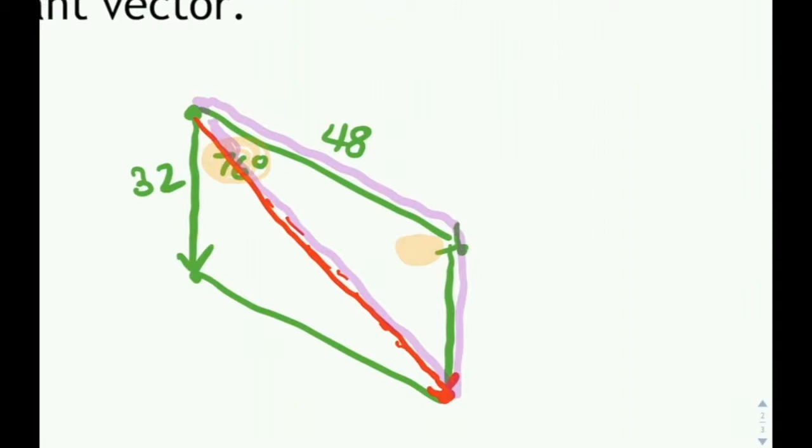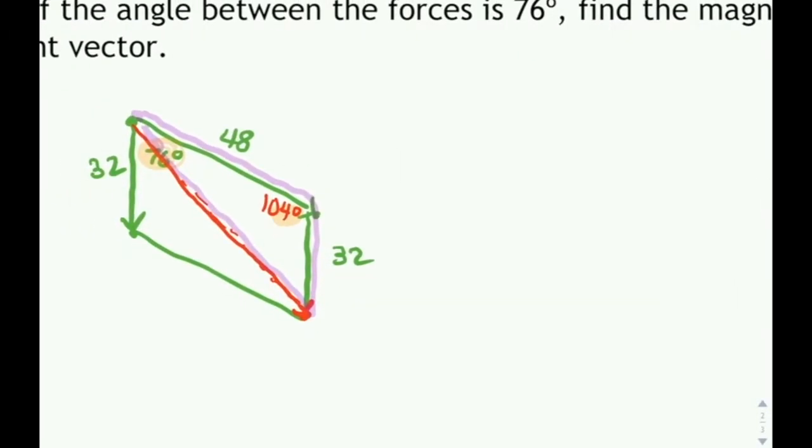So if this whole angle up here is 76, then this angle down here in my purple triangle is going to be 104 degrees. I also know that in parallelograms, opposite sides are congruent. So if I'm just focusing on this single triangle, that's going to be 32. Let me redraw it over here so that it's a little bit easier to look at just the information that we want.